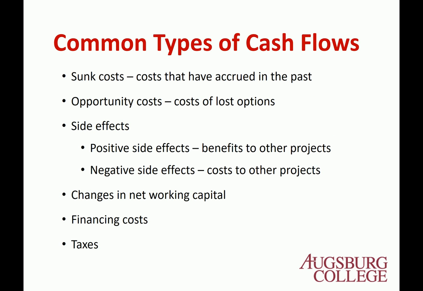These are the common types of cash flow we may have. The first one is called the sunk cost. The sunk cost is the cost that has accrued in the past, the cost that we already spent. The typical one is R&D cost, research and development. Research and development cost is usually already spent before we make a decision.